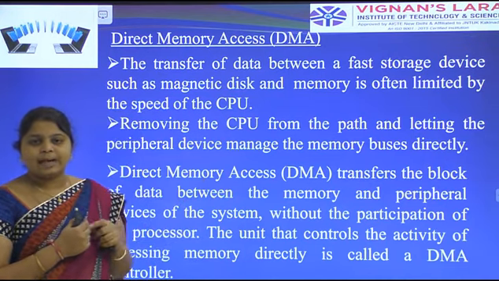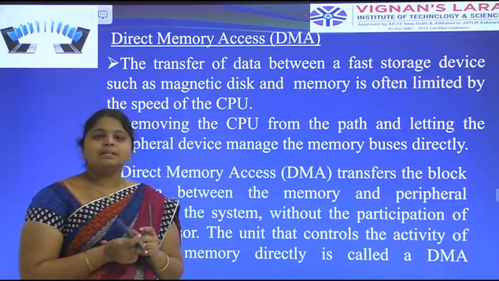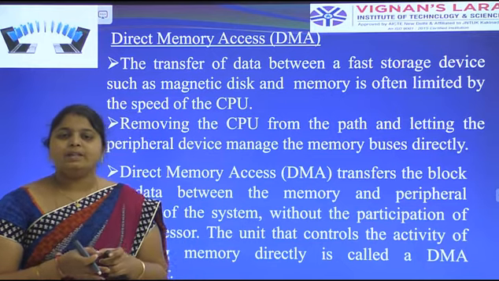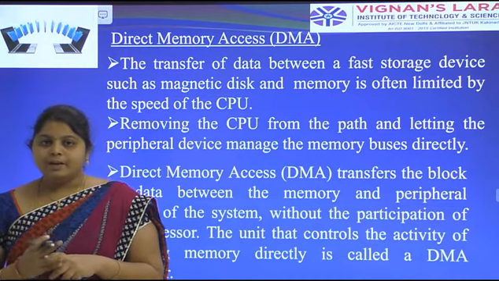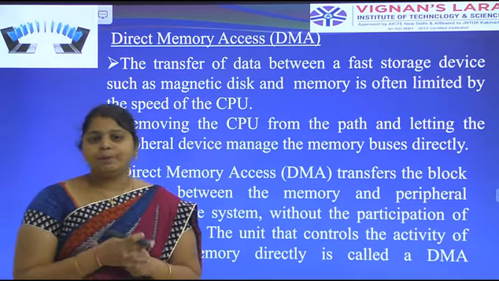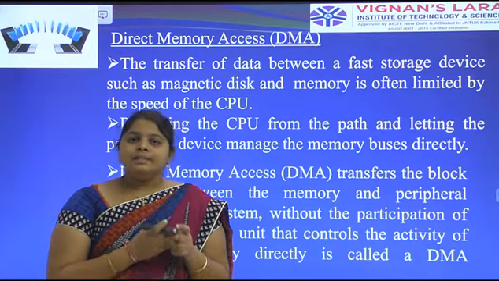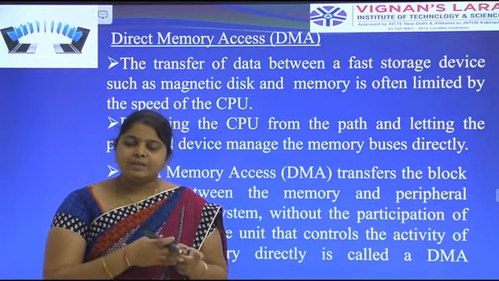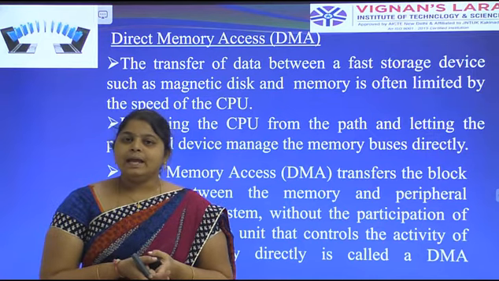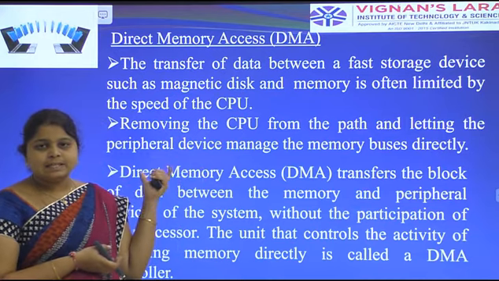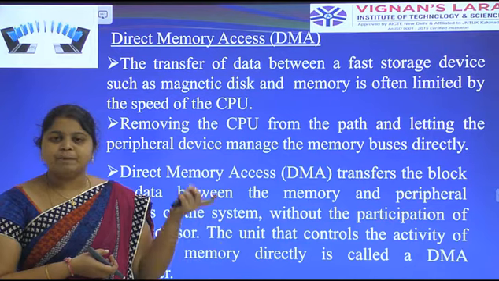The next approach is direct memory access. What is direct memory access? Direct memory access means transferring the information between the I/O devices, that is, input and output devices, and memory without any help of the CPU. In programmed I/O and interrupt initiated I/O, the information is transferred between the devices and memory with the help of the CPU only. In direct memory access, they can transfer the information without intervention of the CPU.